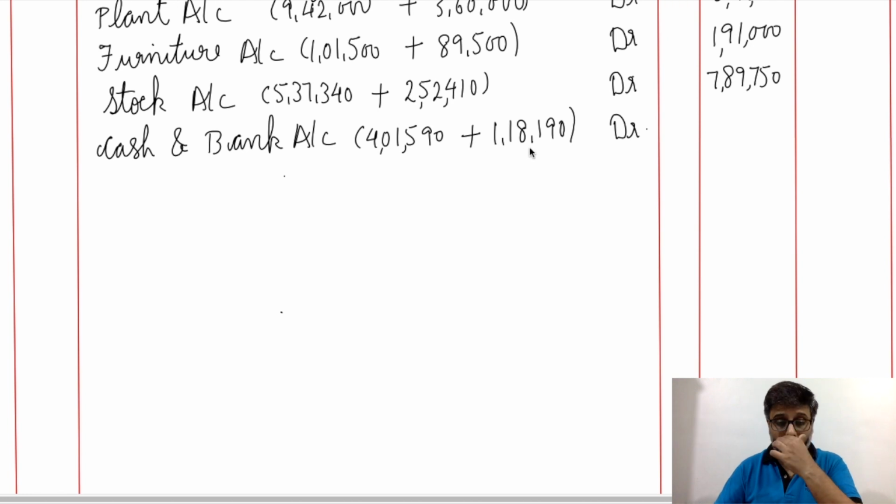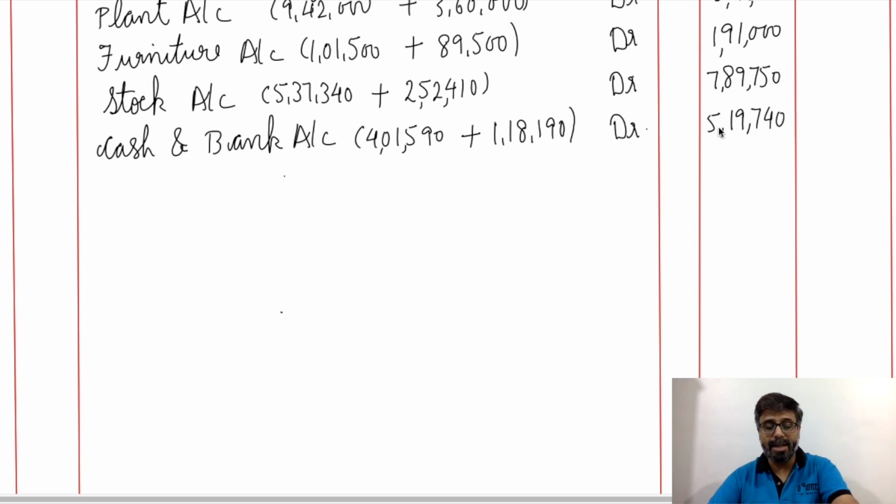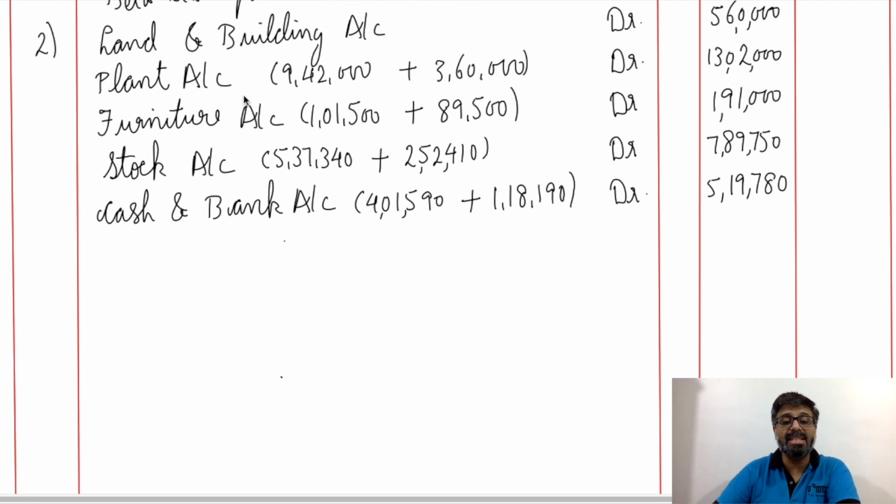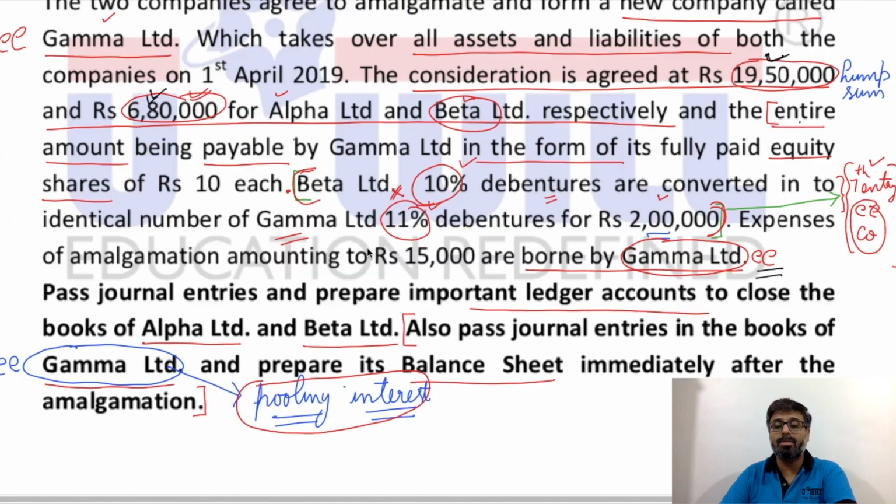Total cash and bank is how much? 401 plus 118. So 5,19,000 and then 780. Okay, 401,590 plus 118,190, 519,780. So this is assets account debit with book value. Now to liabilities account at book value.